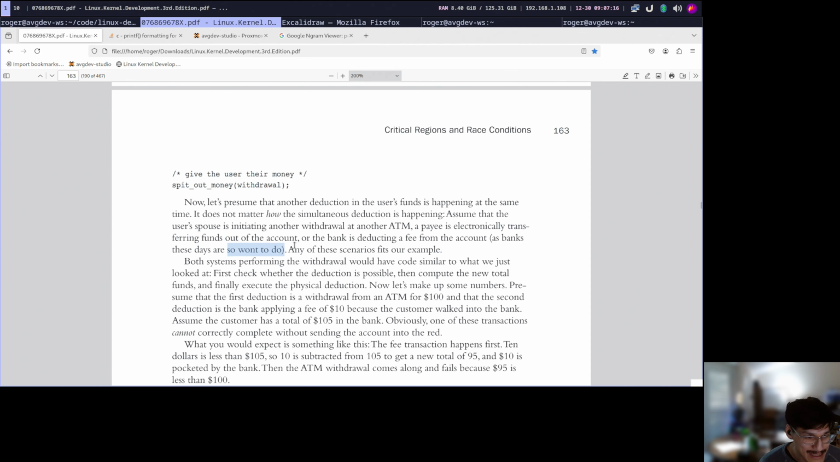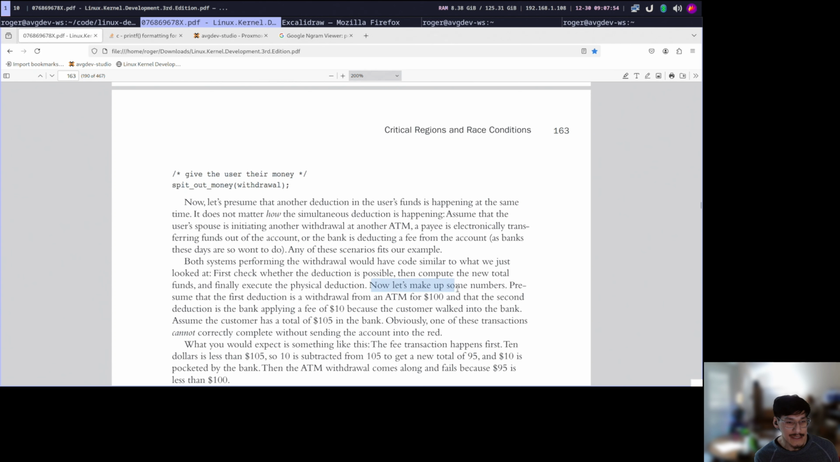I guess that's what they love doing. Any of these scenarios fits our example. Okay? Both systems performing the withdrawal would have code similar to what we just looked at. Basically, first you always check if the deduction is possible, then compute the new total funds, and then finally execute the physical deduction. So it doesn't matter what type of system they're working with. We're just concerned about this flow here, right? We're just basically concerned about simply withdrawing money.